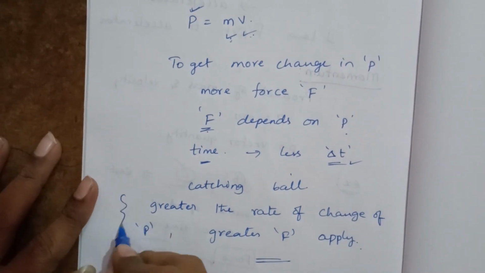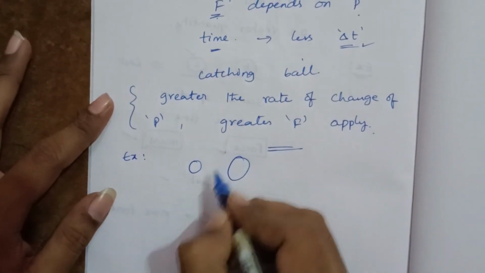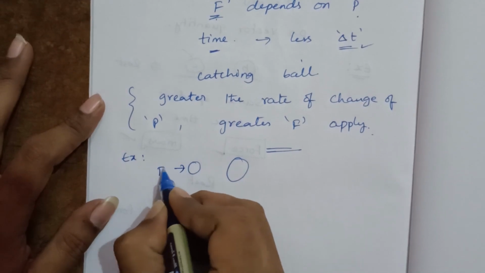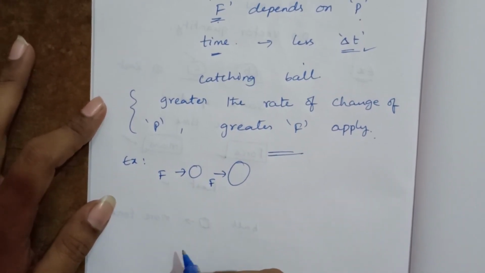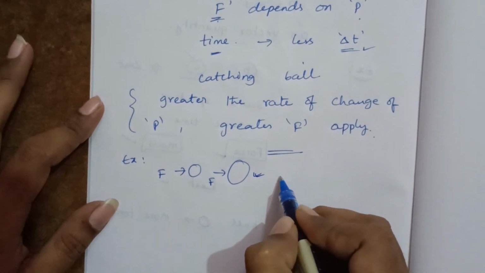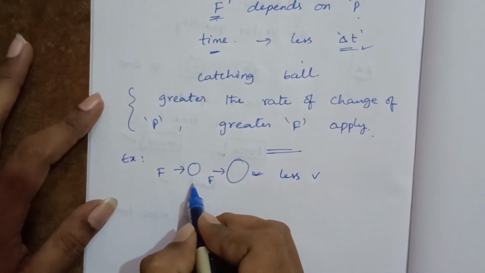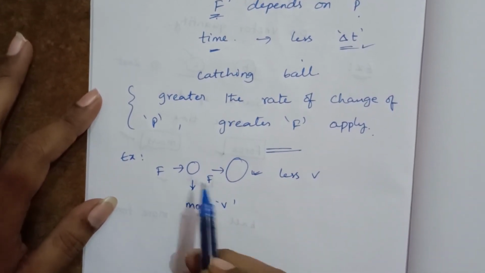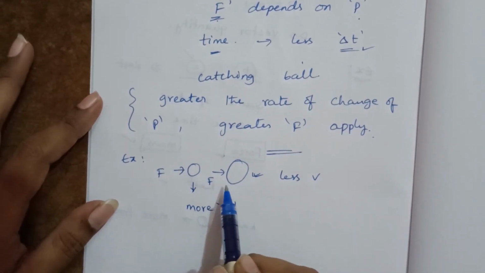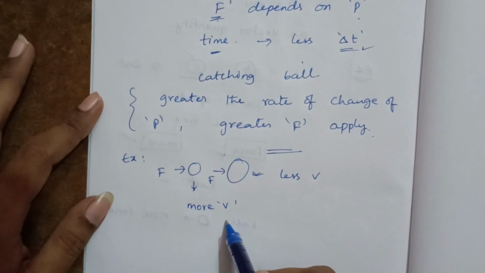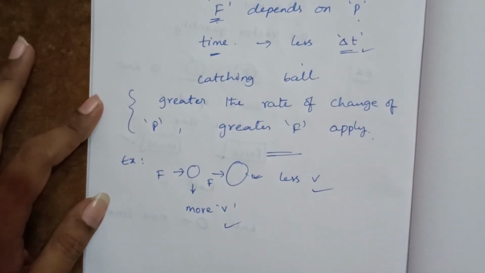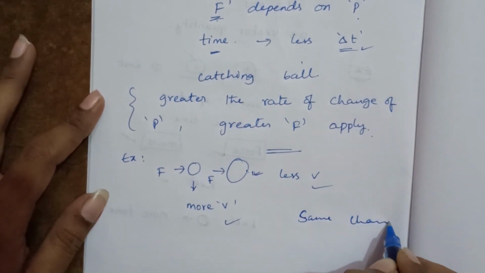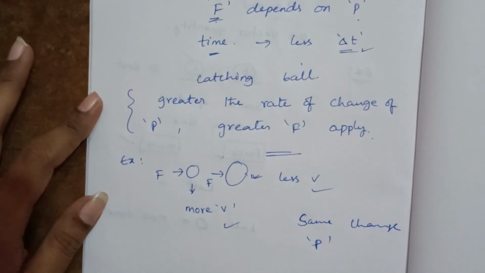Now based on this we will take one example. Take two bodies of different masses. If you apply the same amount of force, the one with more mass will acquire less velocity, and the one with less mass will acquire more velocity. Yes, no? Finally both will acquire the same change in momentum.